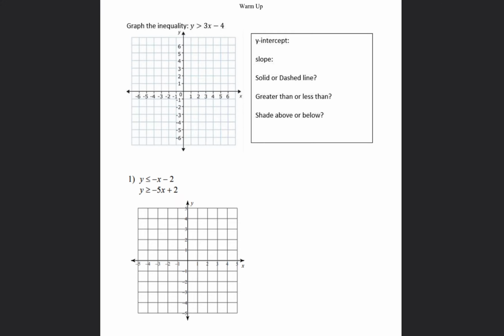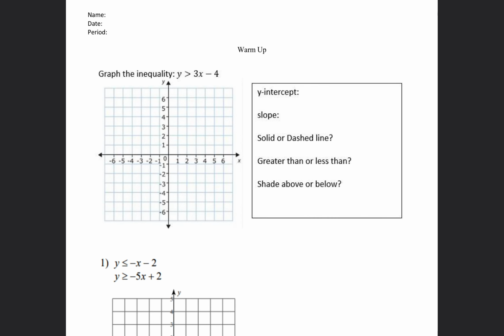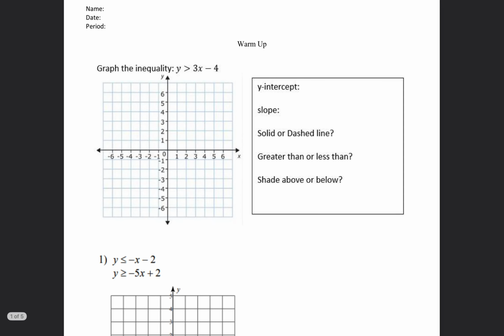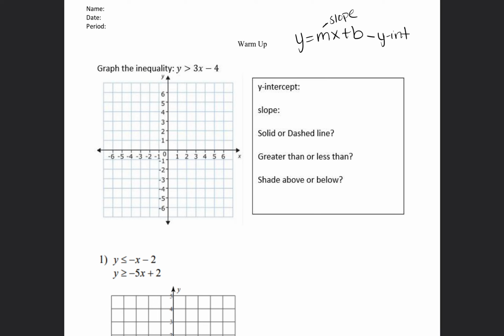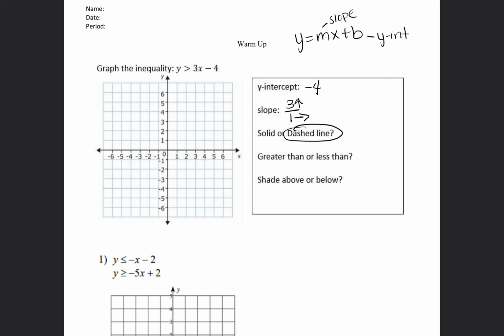Okay, so what we're going to do is go over our warm-up. Again, this is going to be y equals mx plus b. My m is my slope. My b is my y-intercept. So again, my y-intercept is -4. My slope is 3, which is 3 over 1. I go up and right. This is going to be a dashed line because it doesn't have a partner. It's going to be greater than, and because it's greater than, I am shading above, right?